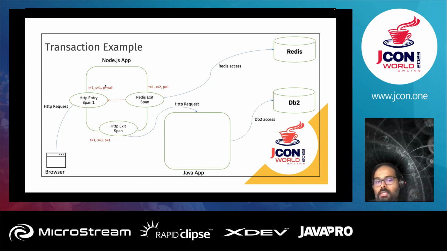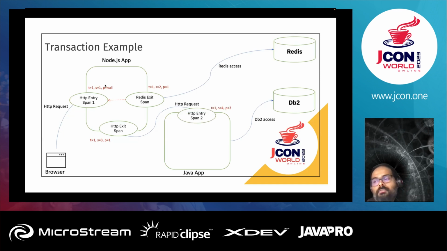So it is again sending the same set of data, which is T equal to 1 and S equal to 3 and P equal to 1. Here P, the parent, is again 1 because it has been created from the HTTP entry span, and span S is equal to 3. Then again the trace ID is the same. So that's what it keeps whenever an entry or exit span happens.